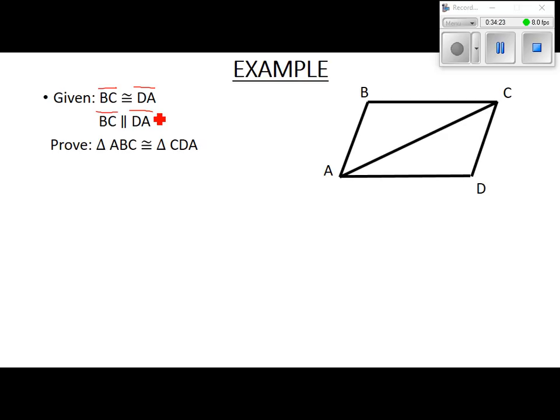First thing they tell us, segment BC is congruent to segment DA. How do you know what shape it's going to be? What do you mean, how do you know what shape? You said we have to draw that on there, but how? Well, they'll give you the picture. We didn't say that. You said we had to draw it on.